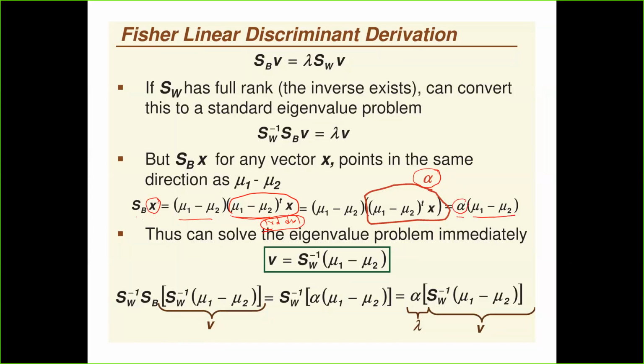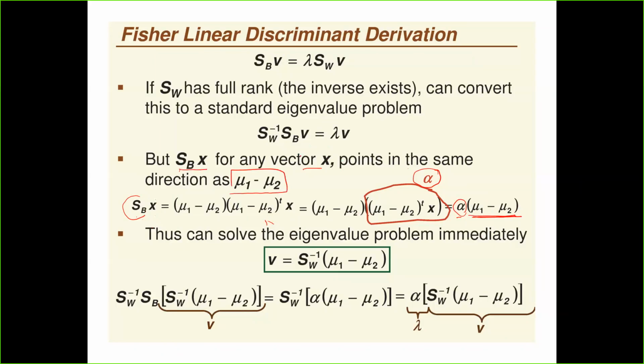Agree? Yes, sir. Right. So for any vector X, when you multiply that vector with SB, you will get alpha times mu1 minus mu2 for some scalar alpha. So it means this is in the same direction as mu1 minus mu2. They are just some magnitude difference, that's all. They are in the same direction. So for any vector X, SB X points in the same direction as mu1 minus mu2. Agree?